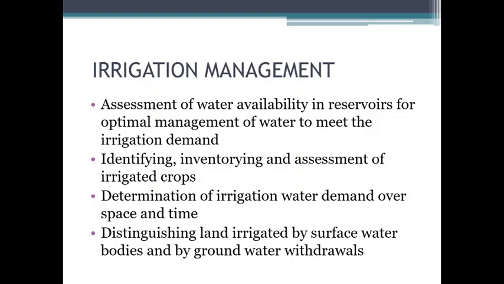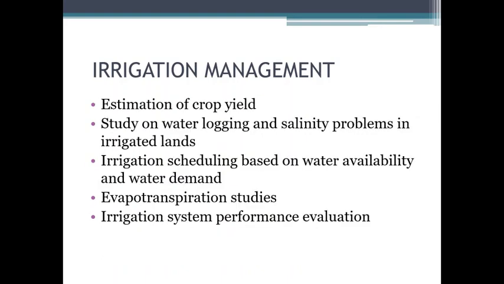Irrigation management. The remote sensing helps in the assessment of water availability in the reservoir for optimal management of water to meet the irrigation demand. It also helps in identifying the assessment of the irrigated crops and the water requirement for each crop. It also distinguishes the surface water body and groundwater body in a particular irrigated land. It also helps in identifying the crop yield and study on the waterlogging and salinity problems in the irrigated land.